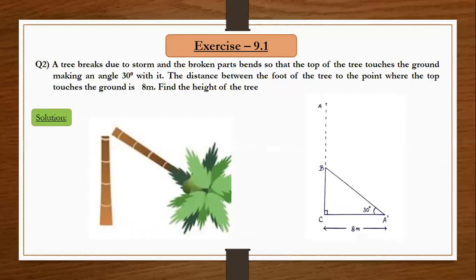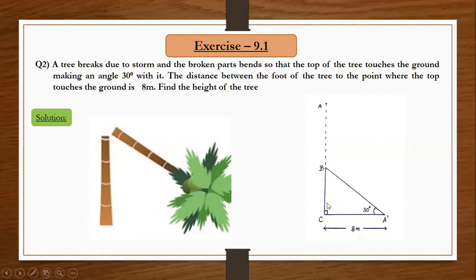The second question. A tree breaks due to a storm and the broken part bends so that the top of the tree touches the ground, making an angle of 30 degree with it. The distance between the foot of the tree and the point where the top touches the ground is 8 meters. Find the height of the tree. So we have a tree here which was straight, but because of the storm it broke and it is bending, making an angle of 30 degrees. So let us represent this in the form of a diagram.